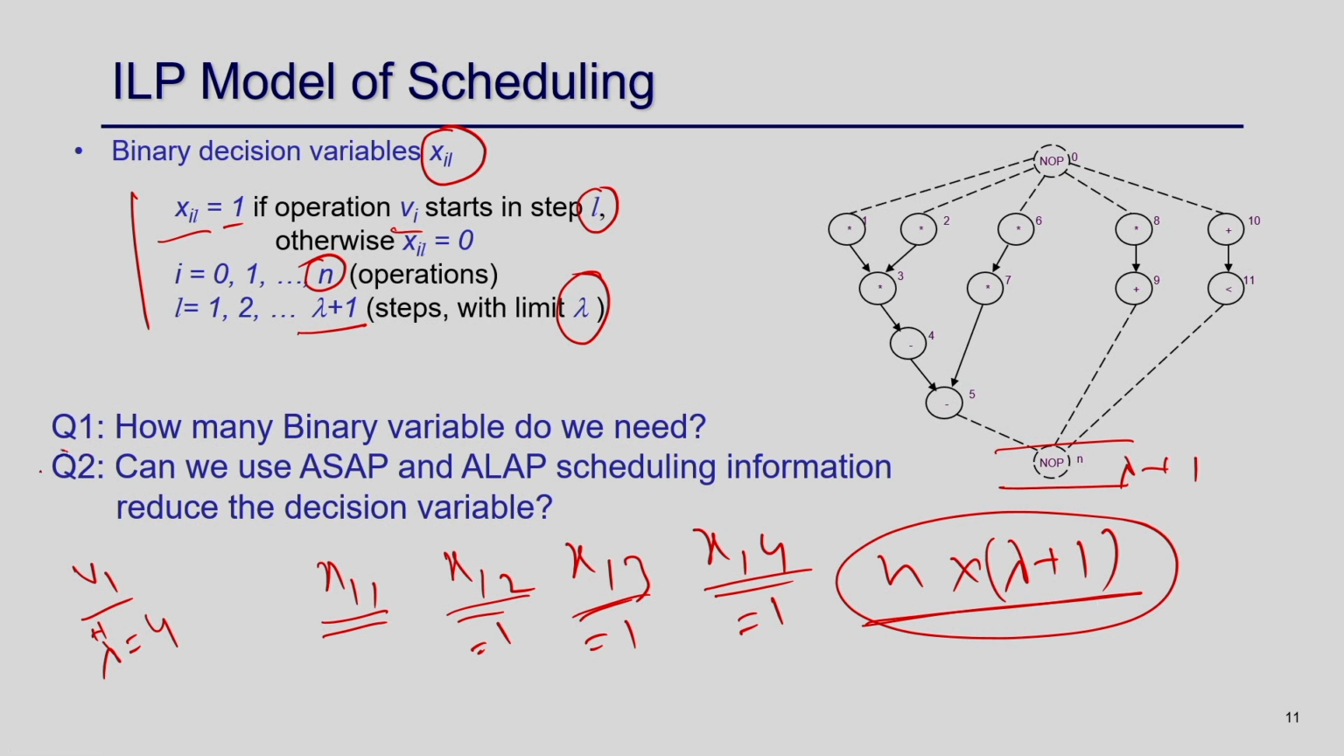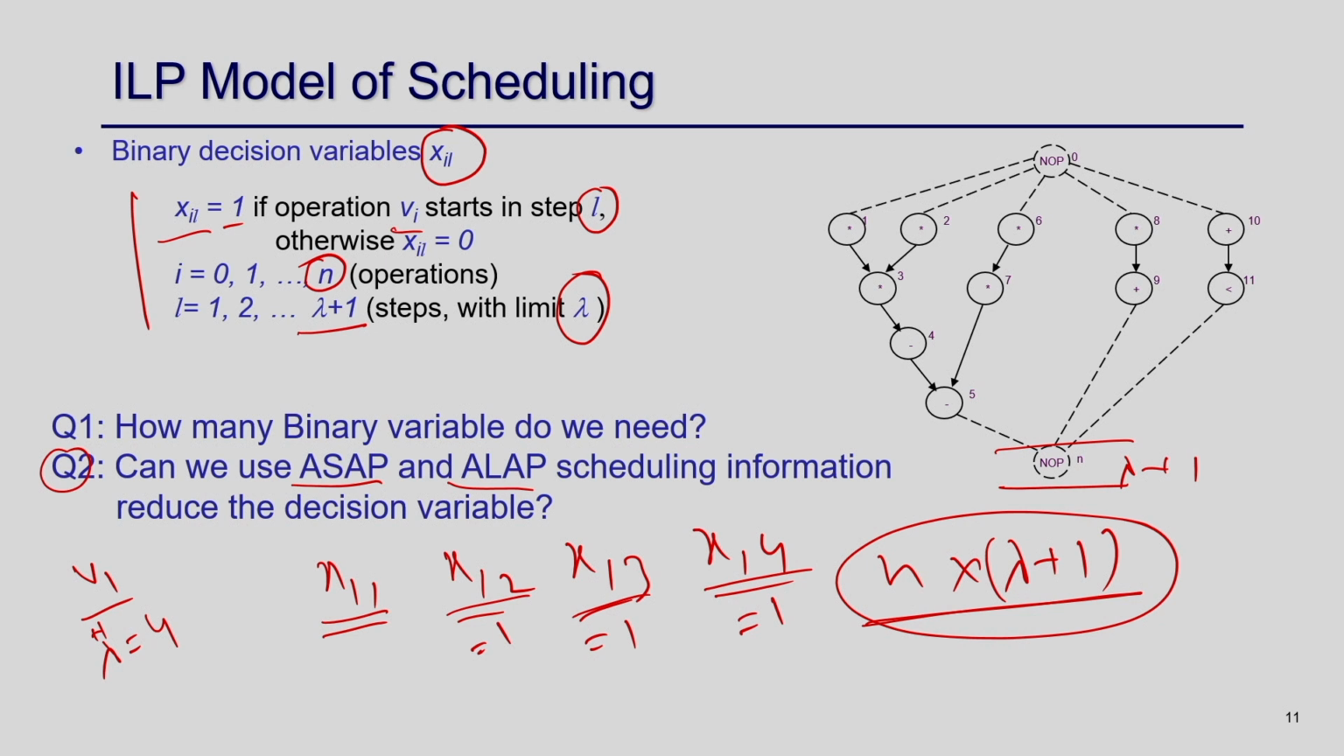That is question 2, and the concept here is that we can utilize the ASAP and ALAP solutions that we have already discussed in the previous class to minimize this number of variables. So, let us try to give the intuition.